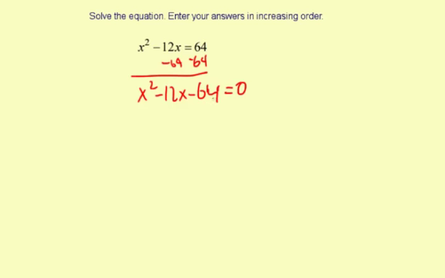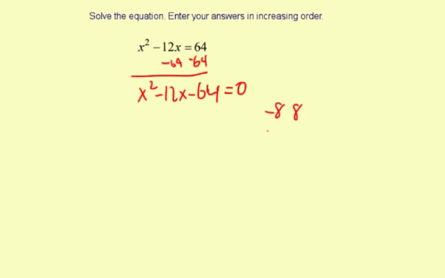So we want the factors of negative 64 that'll add to make negative 12. So I know that because we have a negative 64, one of the factors is positive, the other one's negative. So let's try negative 8 and 8. Well, if you add those, you get 0, so that doesn't work. Let's see, other possibilities.